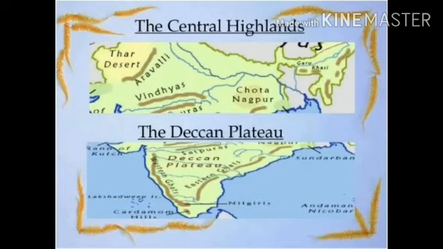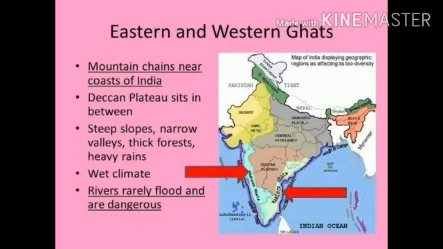Moving on to understand the Eastern Ghats and Western Ghats. Students, the Western Ghats and the Eastern Ghats mark the western and the eastern edges of the Deccan Plateau. The Western Ghats lie parallel to the western coast. They are continuous and can be crossed through passes only.